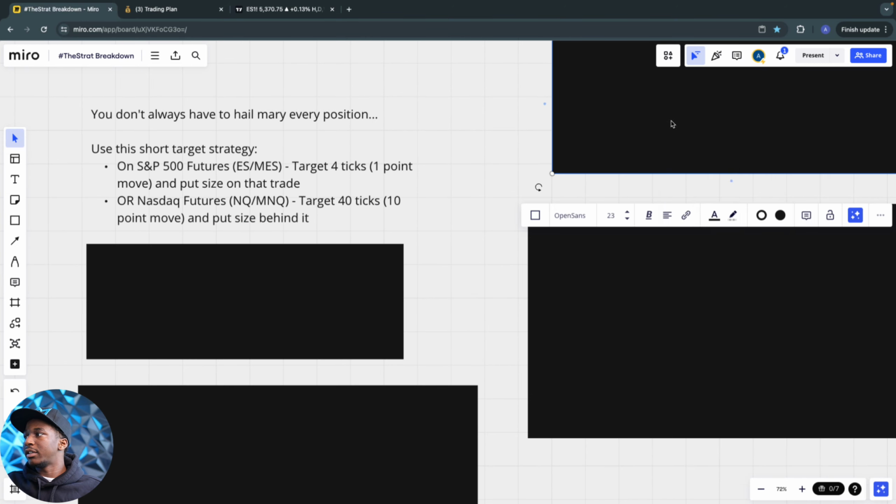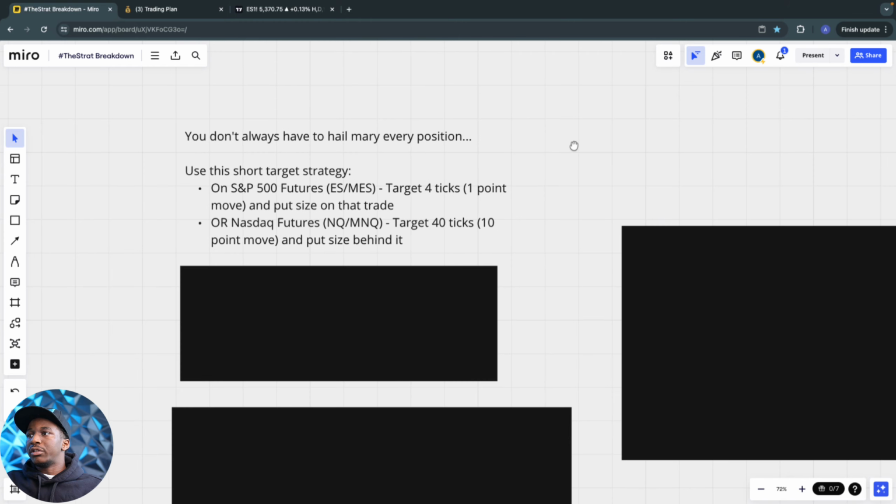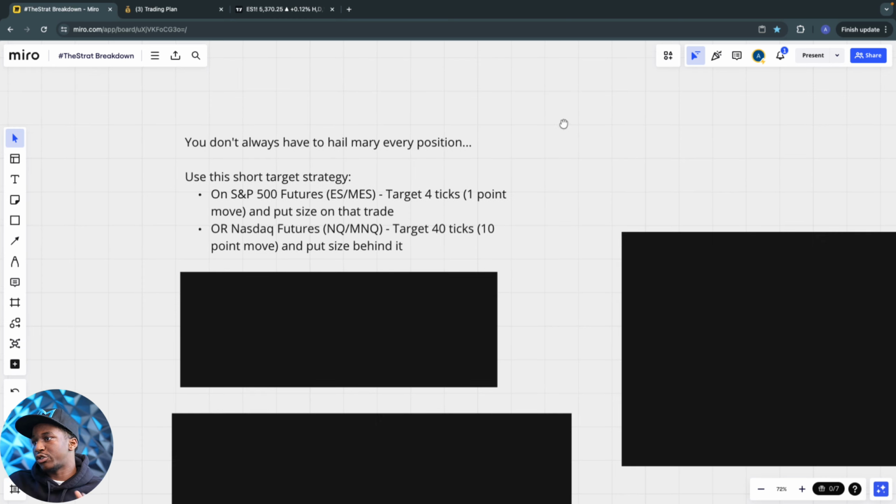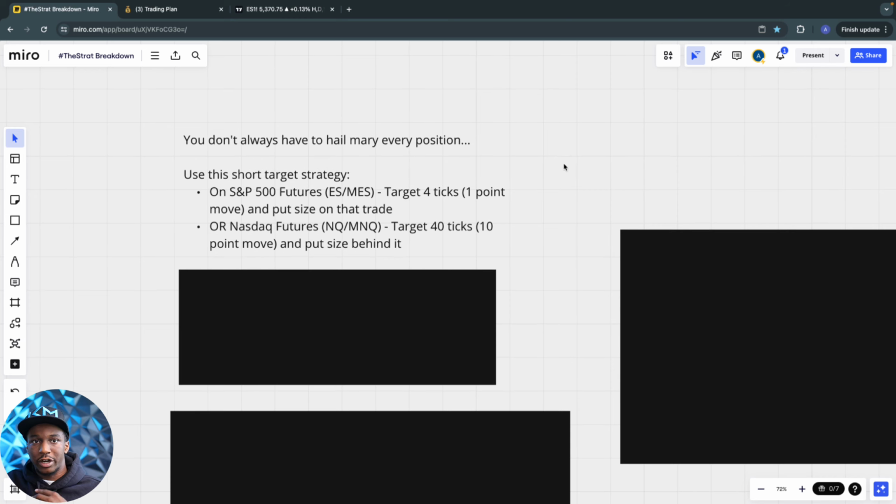So move this one real quick. Boom. You don't always have to Hail Mary every position, right? I know that we like to go for medium-term targets or long-term targets, but you don't have to Hail Mary every single position. Use this short target strategy for the S&P 500 or NASDAQ. You can trade whatever you want. These are just the ones that I trade and that I like to use this strategy on. Again, they're very liquid. They move.